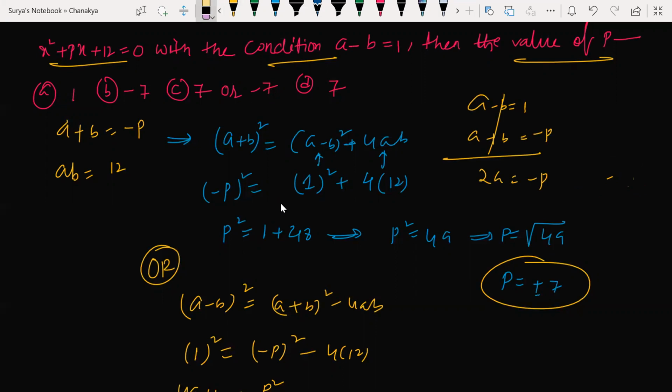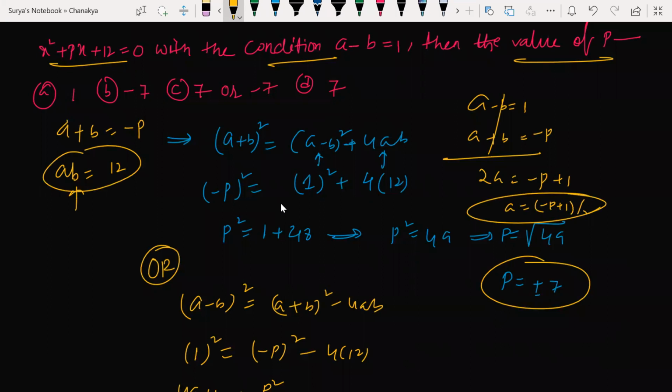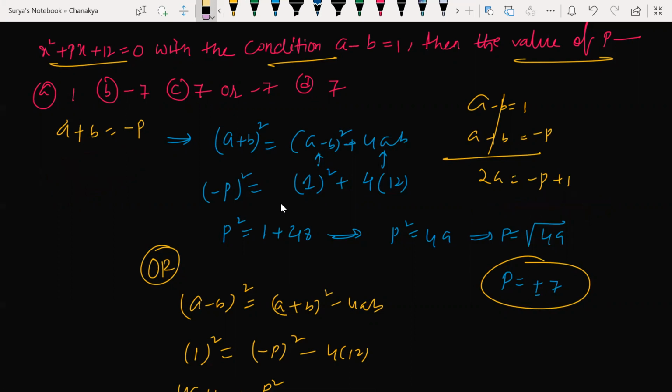Oh, sorry, it should be p plus 1, right? Yes, sir. So a value is minus p plus 1 by 2. I'll substitute here. If I substitute, I'll get it in terms of p value, 6p plus 6, but I'll still be left with the variable b. I do not know what is b. It will be a lengthy process if you go with this.